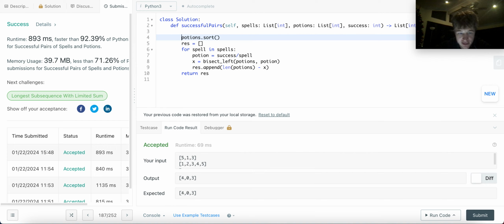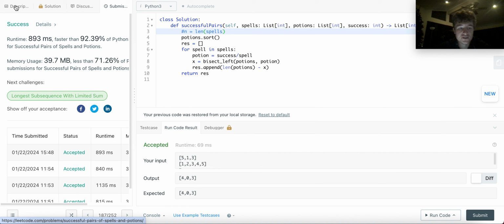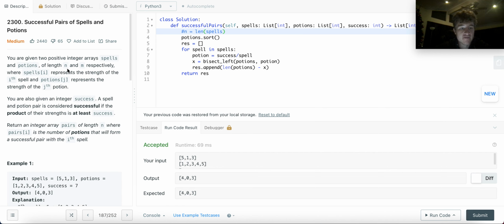So let's think about the runtime here, okay? It's kind of interesting because we have spells and potions that are both variable length, versus this constant success. We're going to ignore that because it's just a variable with one value. So let's say n is the length of spells, and I'm just following the convention given in the problem. The problem description stated that we have length n and length m, so n is spells, m is potions. And let's say m is the length of potions.